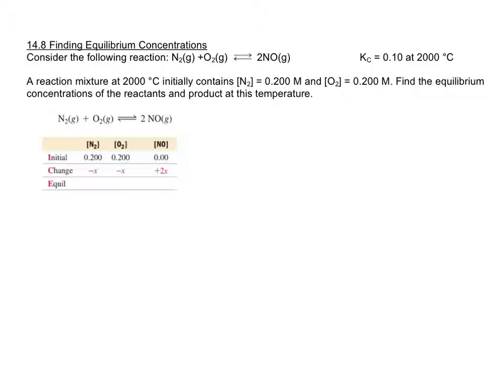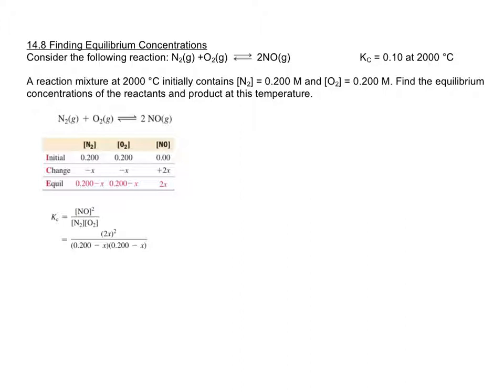Our equilibrium concentration of N2 is going to be 0.2 minus X. Equilibrium concentration of O2 is going to be 0.2 minus X, and the equilibrium concentration of NO is going to be 2X. Now what we need to do is just some algebra. Our equilibrium expression is Kc equals NO squared divided by the concentration of N2 times the concentration of O2. Plugging in the numbers from our table, we get Kc equals (2x) squared divided by 0.200 minus x times 0.200 minus x. The bottom quantity is really just squared.